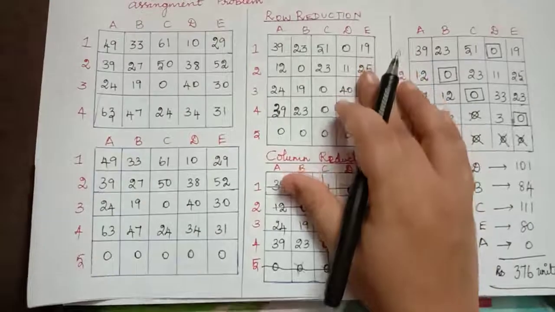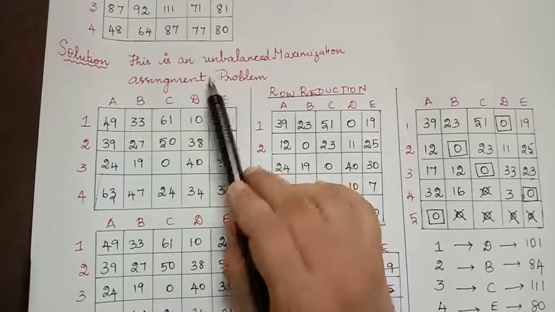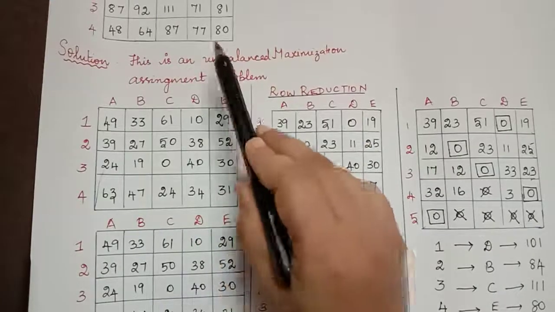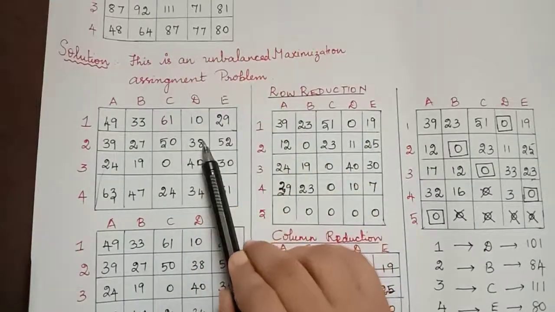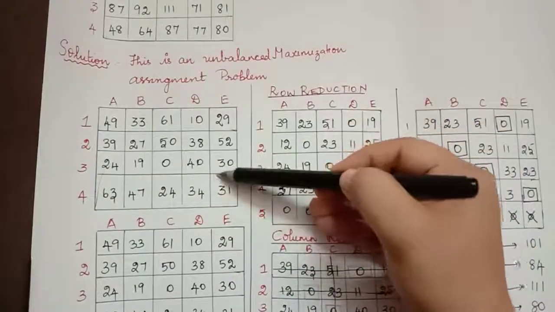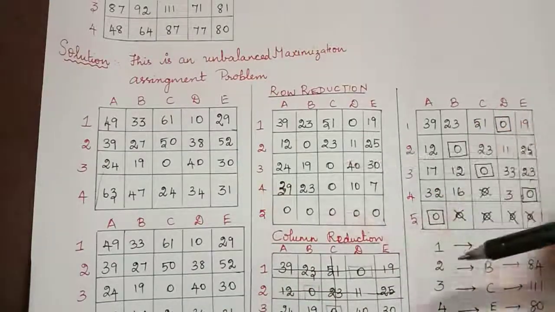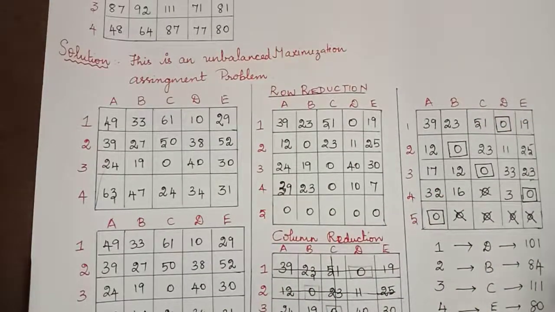Whenever you have a maximization problem as well as an unbalanced problem together, first you must minimize the problem, convert the profit matrix into a loss matrix, and then balance it and use the Hungarian method to solve the problem. Hope you have understood the complete problem.